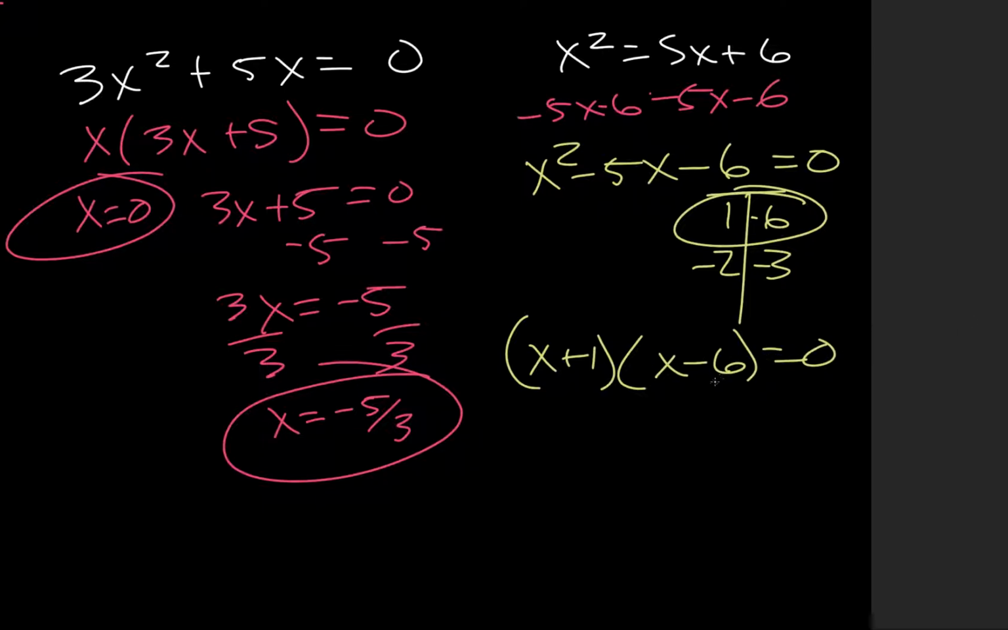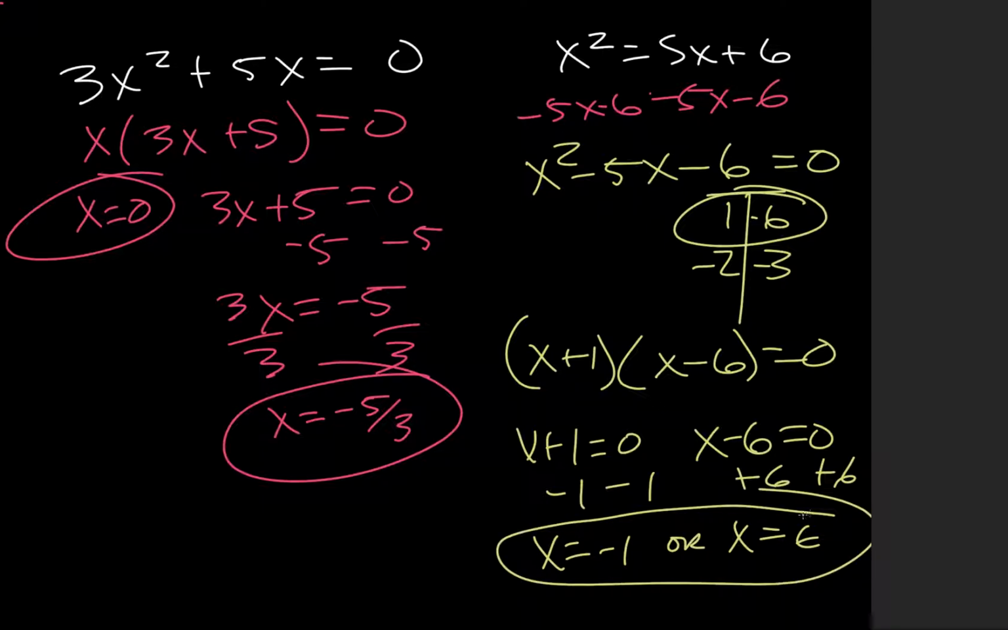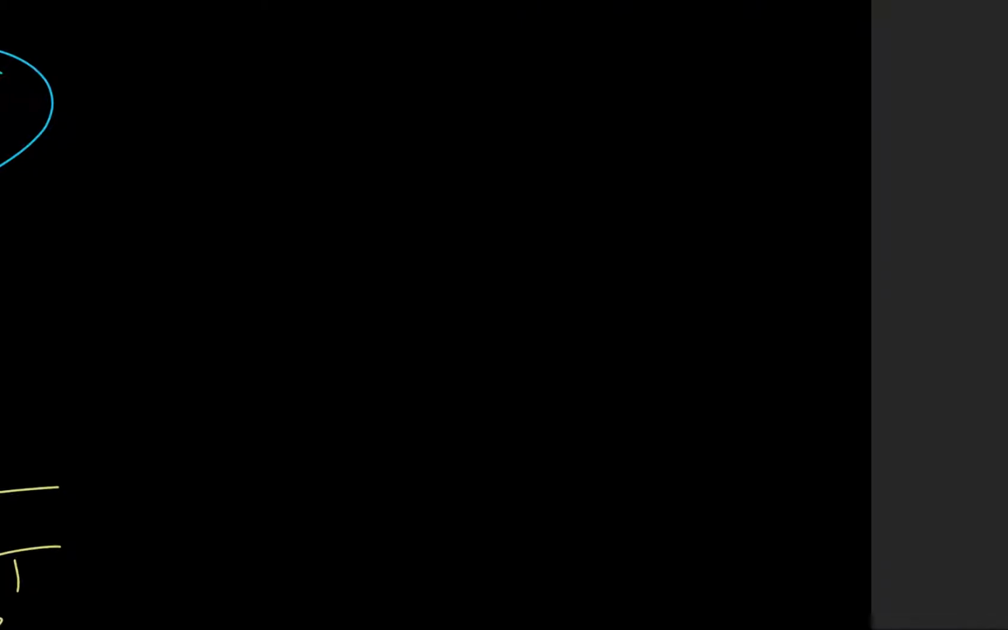And from there, we use our zero product property again. x plus 1 equals 0, x minus 6 equals 0. So we subtract 1, we add 6, and so those are our two answers. Now we're going to move on to example 7. And it wants us to solve for x again.